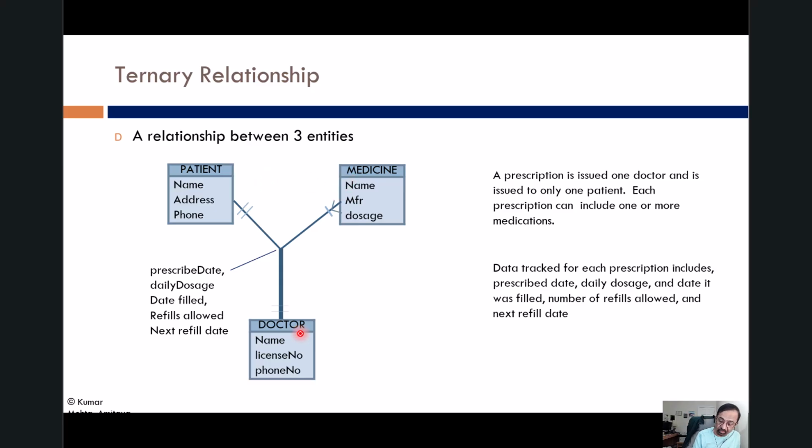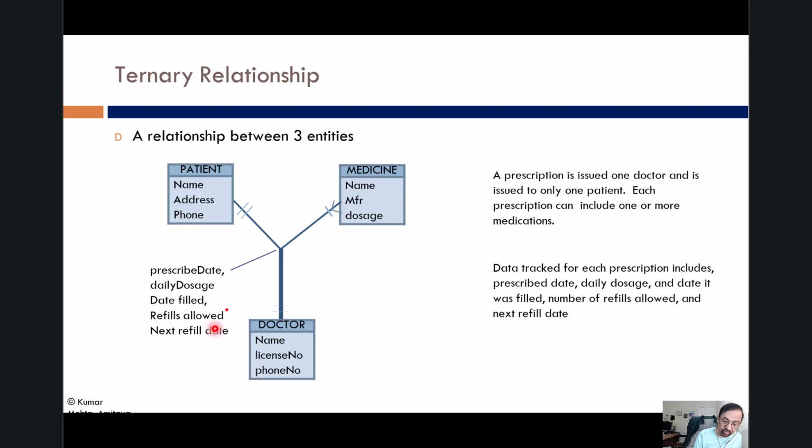So this is not a unary relationship. This is not a binary relationship. This is a ternary relationship because it connects 3 different entities. Not just that, this is a ternary relationship that has attributes. Remember, we talked about relationship attributes a few minutes back. This is a ternary relationship which has its own attributes.